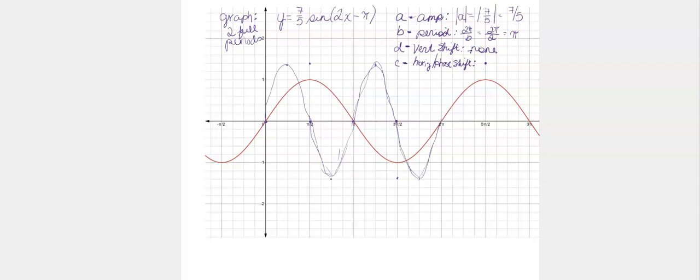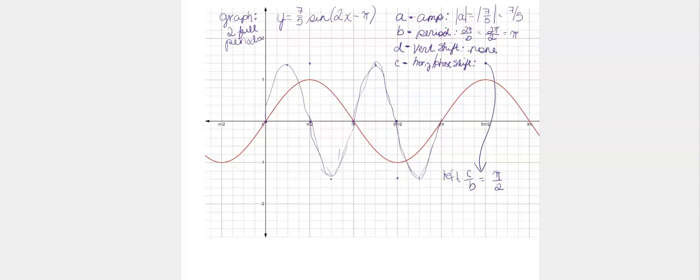And I'm going to have to figure that one out. And I'm going to do that down here. So remember, my left value, or my beginning point of the horizontal phase shift, is at C over B. Well, my C is pi. It's not negative pi, it's pi. So it's pi, and my B is 2. So pi over 2 is my leftmost phase shift.